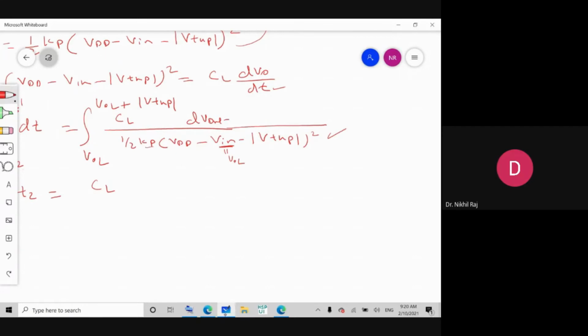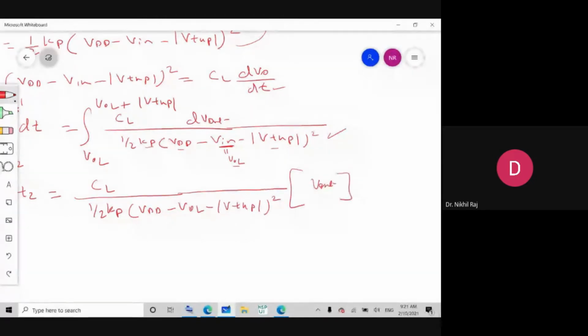So we see this is constant, this is constant, this is also constant, everything is constant. So I can take it outside. So VTH of P whole square, fine. And here dV out is nothing but simple, so V out will come here, and we just have to put the limit, that is VOL to VOL plus mod of VTH of P. Okay. So this part was easy.